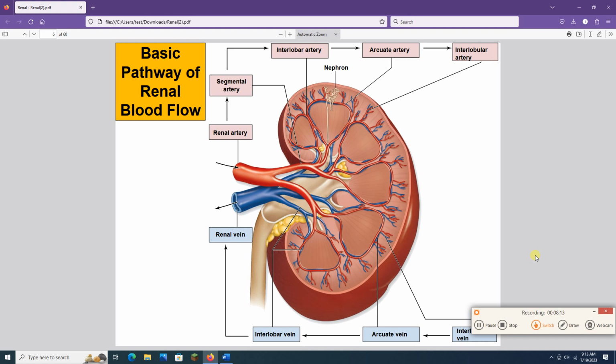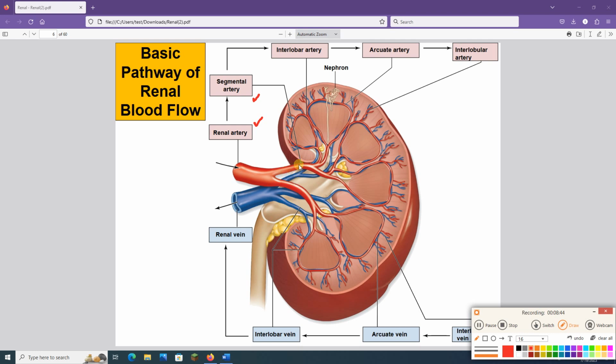Now, not only do we have to know the pathway of urine flow, we also have to know the pathway of blood flow in our kidney. So we're going to start with the renal artery. The renal artery, of course, comes off of the aorta. Absolutely. So the renal artery is branching right here, and we get several segmental arteries. So from renal artery to segmental arteries. We see some segmental arteries here.